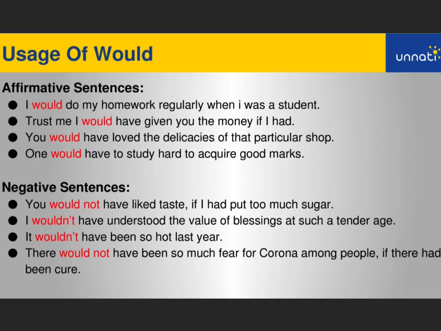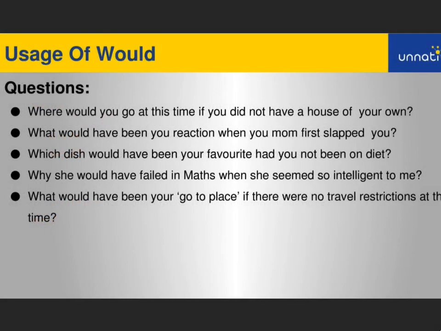So here we're going to look at constructing questions with would. So the first question, where would you go at this time if you did not have a house of your own? This is a question you can probably ask your friend. So this is a customary action that is portrayed here. It's not that your friend does not have a house, but you are just concerned, if your friend did not have a house, where would he go at this time?